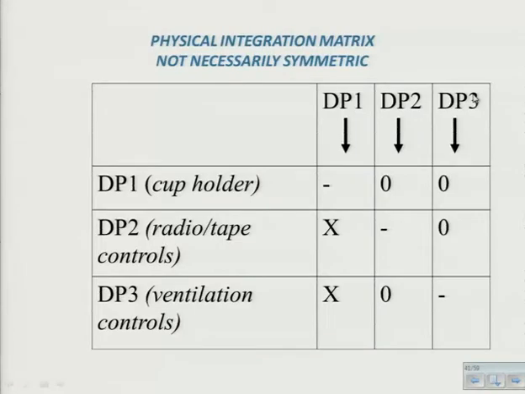So how can we take a look at this? Well, you can set up a DP-DP matrix, very similar to the DP-FR matrix, and then you can say, all right, what is DP1? How is DP1 interacting with, of course it interacts with itself, so we're not putting anything important there. But then come down and say, well, is it interfering with the tape deck and the radio? And you go, yeah, it is, so let's put an X there. Well, is it interfering with the ventilation controls? Yeah, it's doing that too.